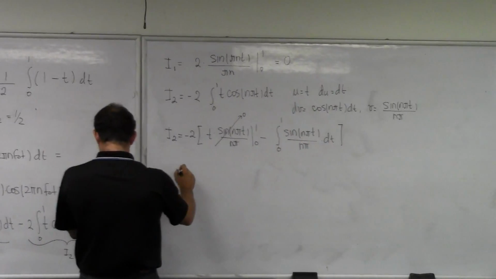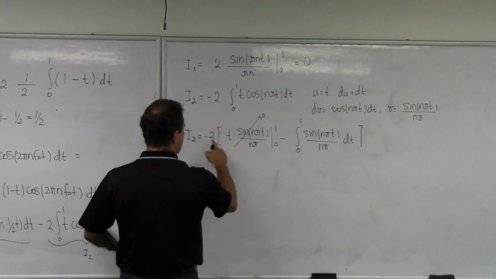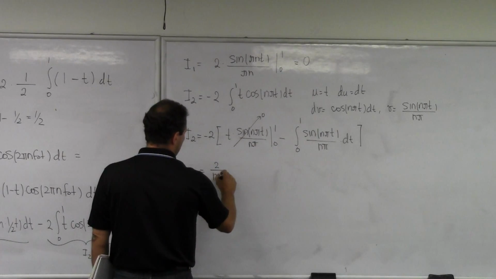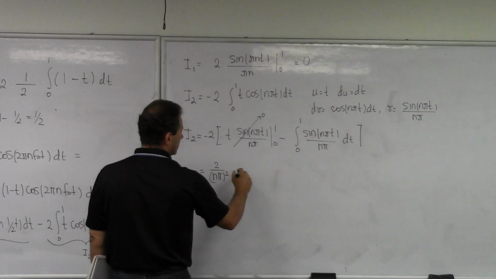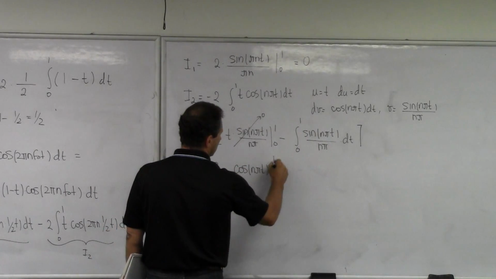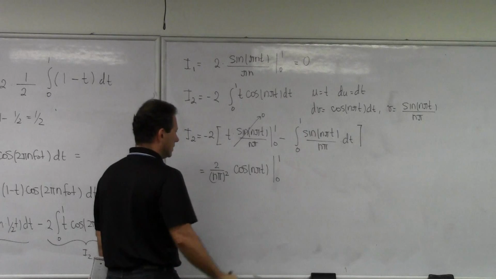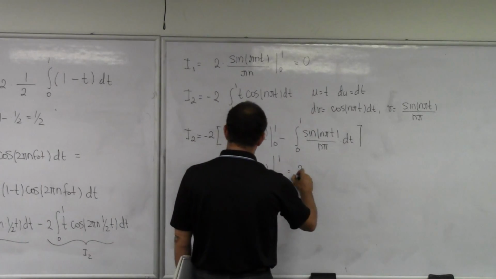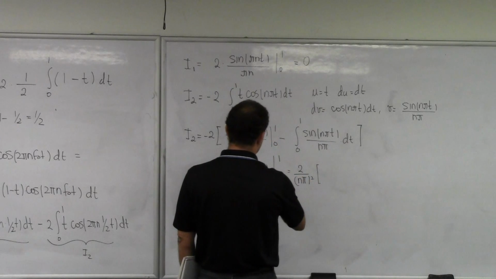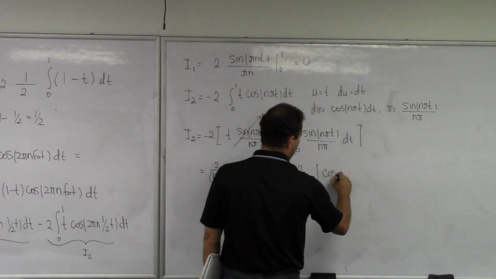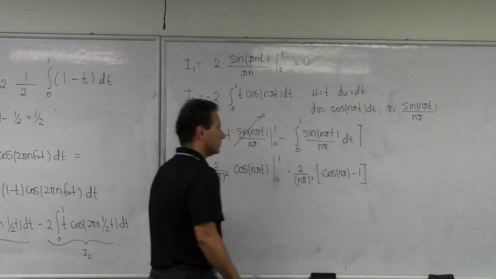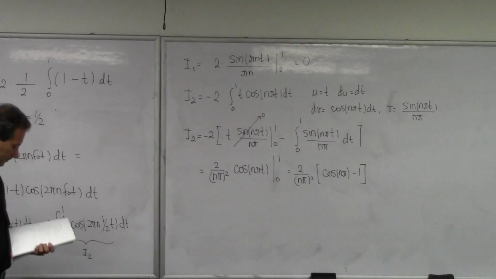And then this is equal to this minus 2, and this minus give me 2 over n pi quantity squared cosine of n pi t evaluated from 0 to 1. So this is equal to 2 over n pi squared. And then I can put here cosine of n pi minus 1. That's the value for a.